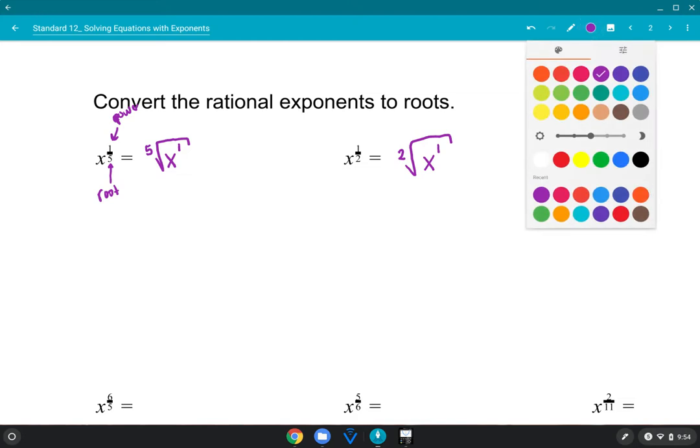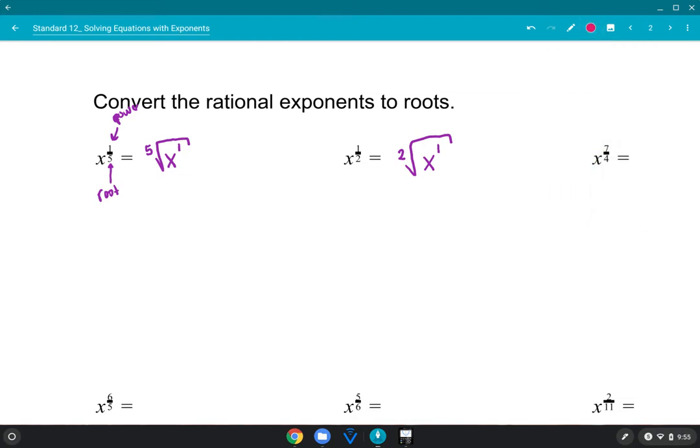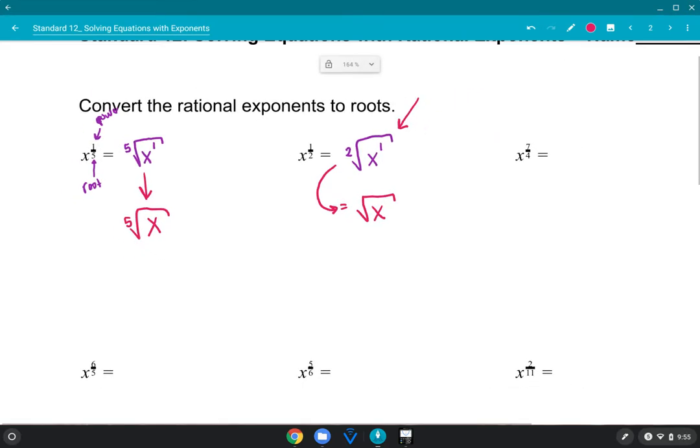Now, I want to talk about this real fast. Mathematicians are not going to write things like this. They're just going to write x with a square root. Those two things are equal. And this one here, they're only going to write the 5th root of x. They're not going to put an exponent of 1. But if the exponent is a number other than 1, then they are going to put that.